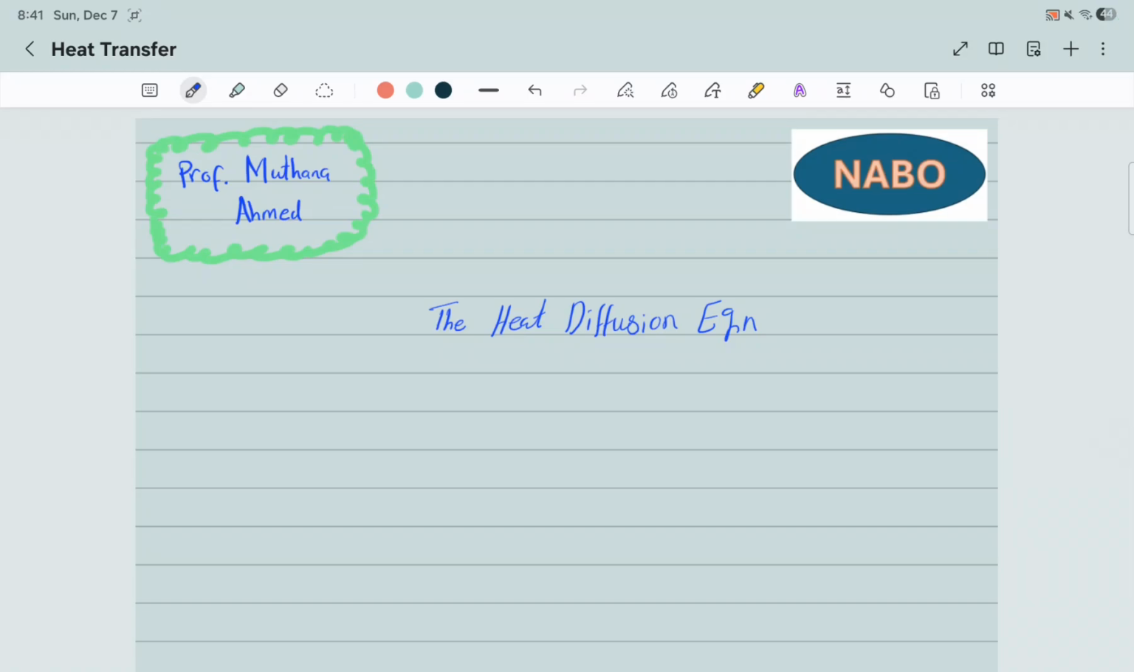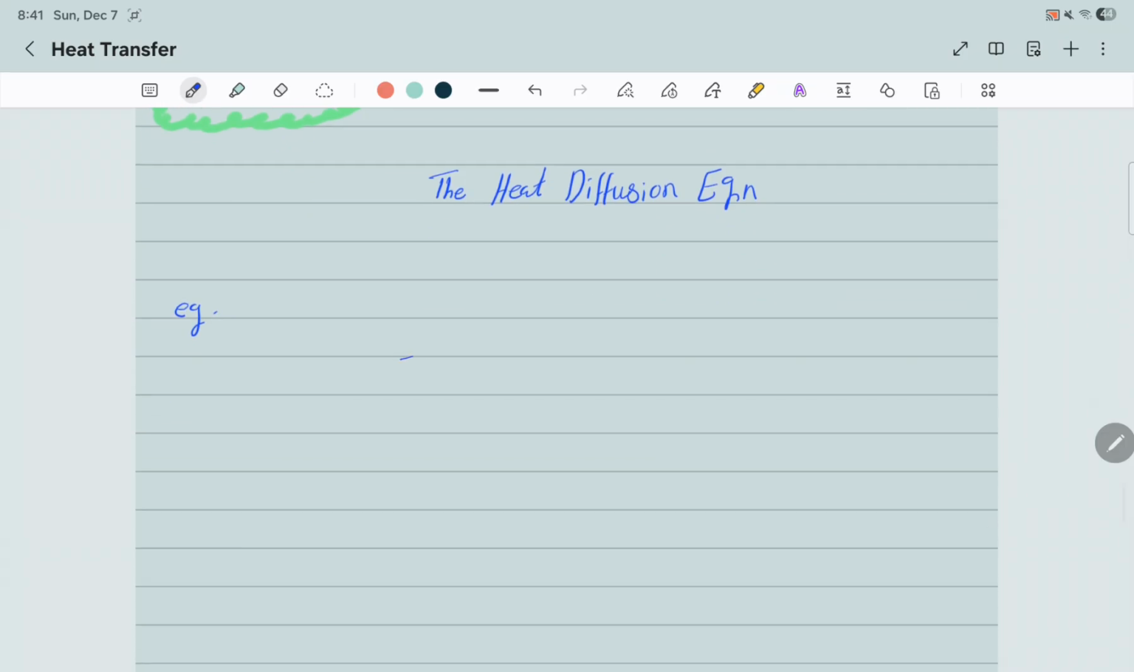Hello everyone, in today's class we're going to go through some examples for the heat diffusion equation that we covered in the previous class. So let's go ahead and start with an example. Let's assume we have a metal plate in 2 dimensions, the x-axis and the y-axis. We'll assume the thickness to be L, unknown, and the height to be H.